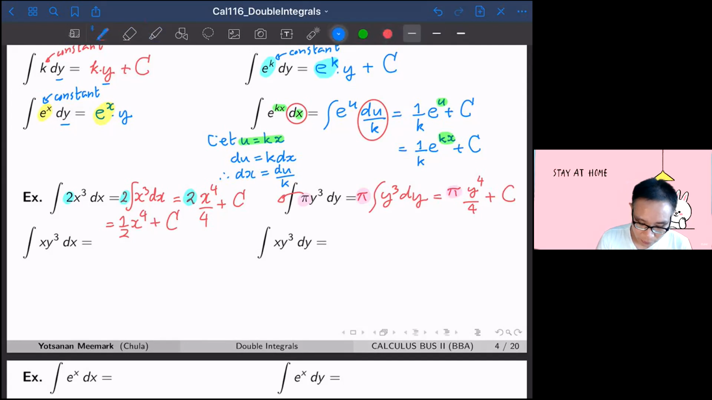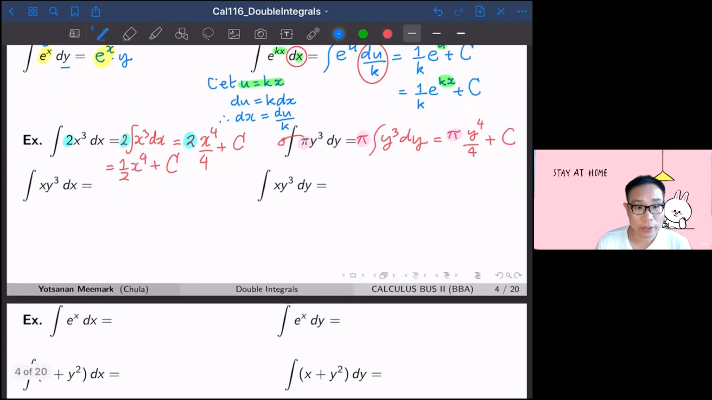The next one, you'd like to integrate xy cubed dx. In this case, you are integrating with respect to x, so the variable that is not x turns out to be constant. In this case, y cubed is going to be constant. You have to think that y is not x. So this one is going to be y cubed times the integral of x dx.